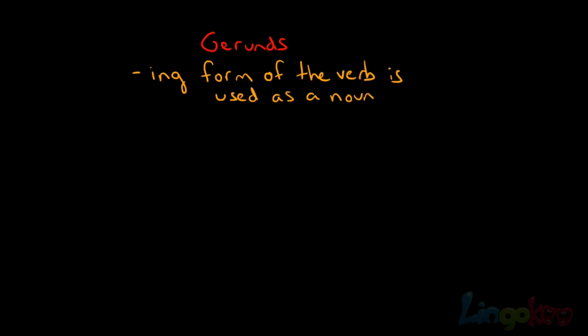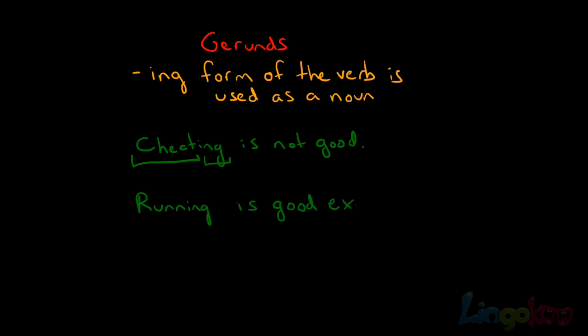And finally, we can look at gerunds. A gerund is when the ing form of the verb is used as a noun. Let's look at 2 examples. If I write down, cheating is not good, then we have the verb cheat, and by adding the ing, we've made it a gerund. So cheating in this case is used as a noun. Or we have, running is good exercise. Here again, we have the verb run, but by having the ing form, running, now in this sentence, running is acting as a noun.